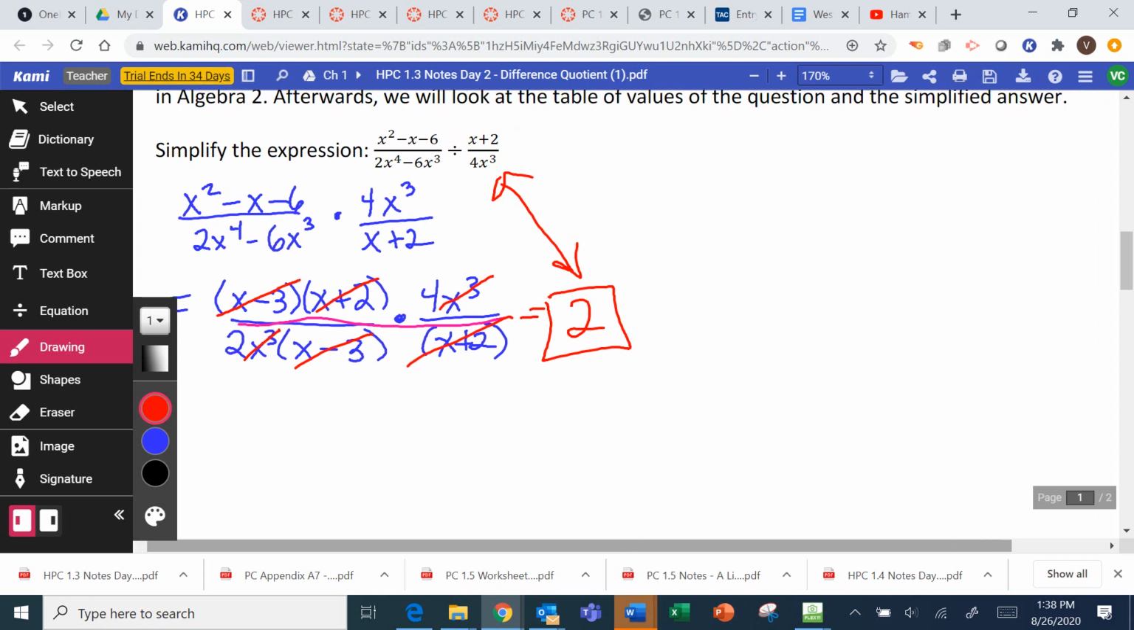Oh no. I'll pause the video just for a second because my thing stopped working again.